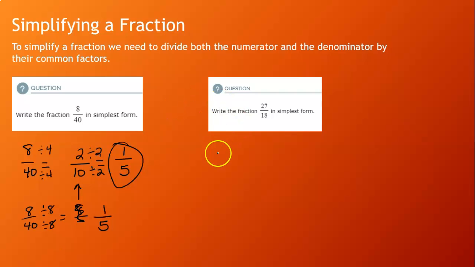All right, you pause the video and try this one. It is okay to leave this one as an improper fraction.